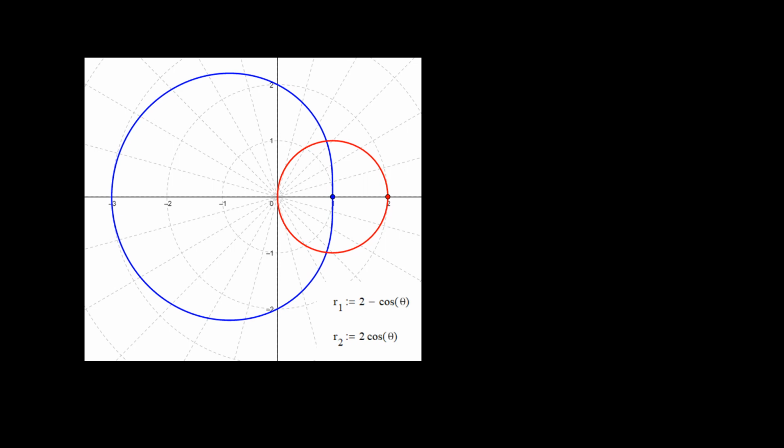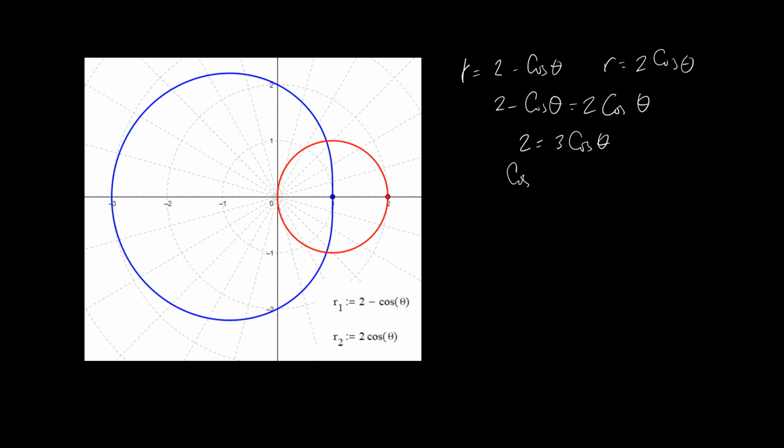So we rewrite the equations. r equal to 2 minus cosine theta and r equal to 2 cosine theta. Both being equal to r, we can equate the two. 2 minus cosine theta is equal to 2 cosine theta, or 2 equal to 2 cosine theta plus cosine theta, which is 3 cosine theta. Equivalently, cosine theta will be equal to 2 over 3.